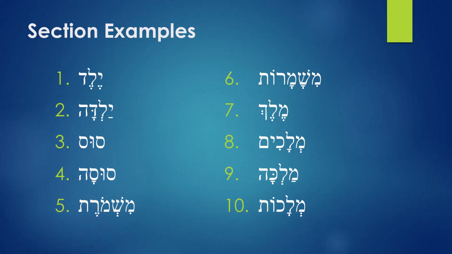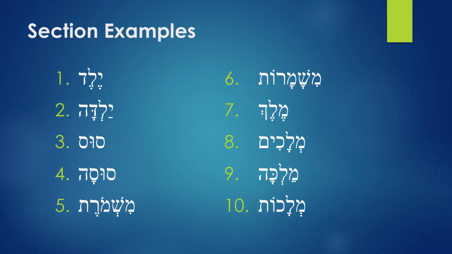Word number 3, you have the word sus. Because sus has no ending, this is a masculine singular noun. And sus means horse. And this is the lexical form. Word number 4, we have the word susa. Because of that a ending, this is a feminine singular noun. And susa means mare. And this is its lexical form.